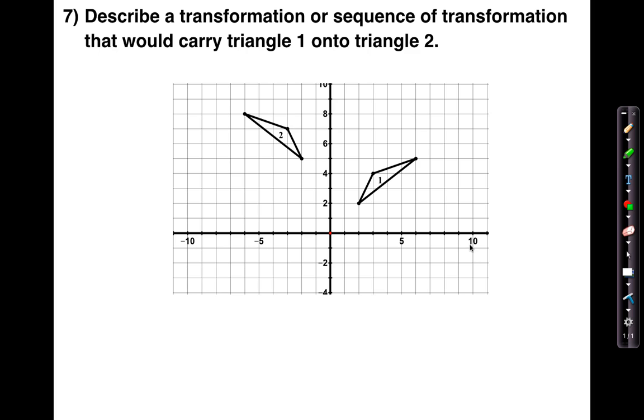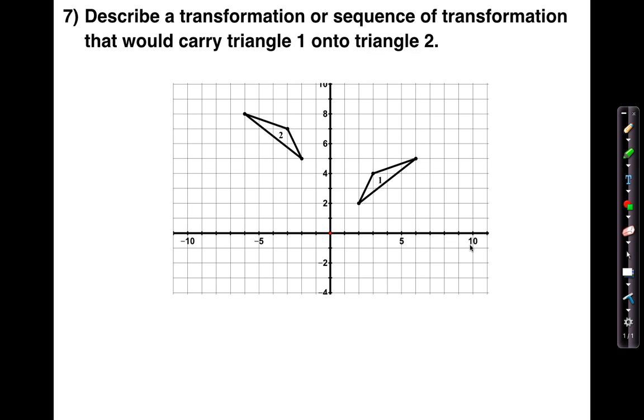Okay, number 7. So this one's a little bit more tricky. Go ahead and describe a transformation or sequence of transformations that would carry triangle 1 onto triangle 2. Go ahead and pause the video and try this one by yourself.